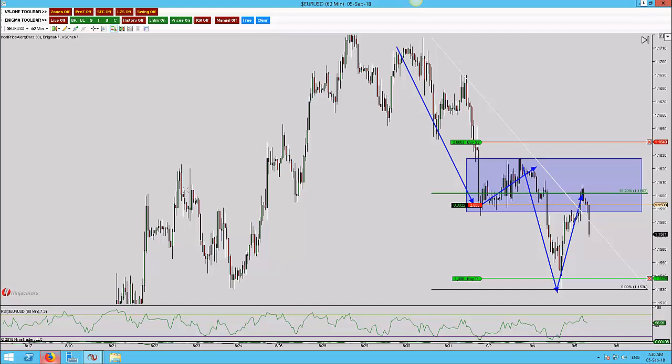This is the euro dollar on the 60-minute time frame. It's a trade I got in just over an hour ago. I think it actually may have been an hour and a half ago. A little bit too early to do the video.